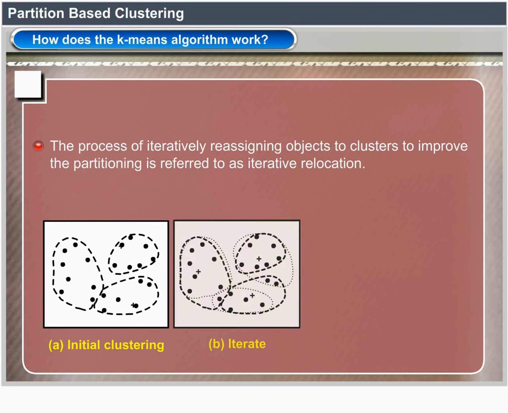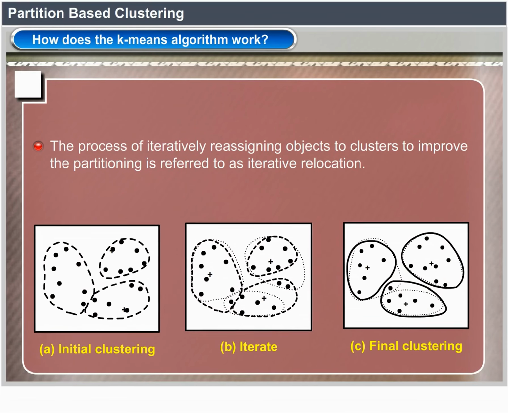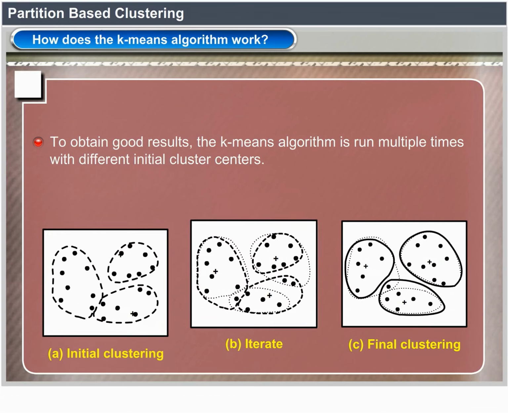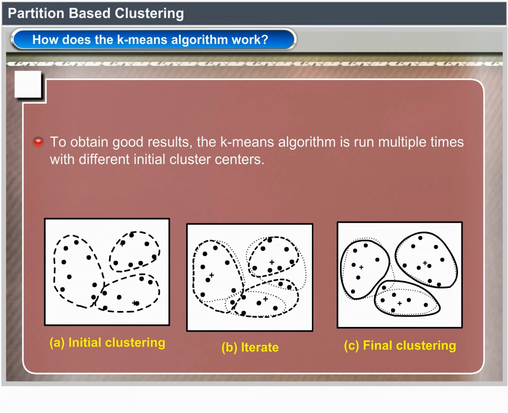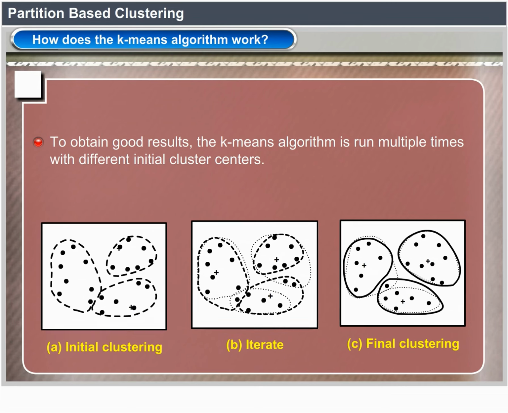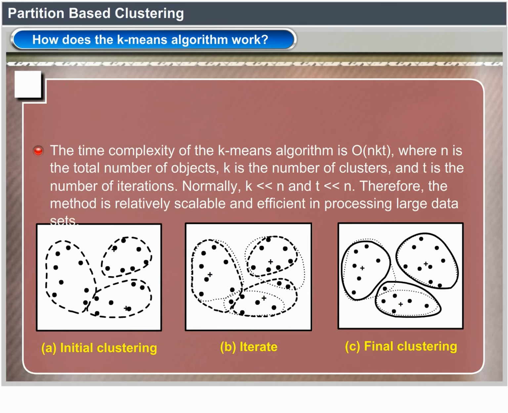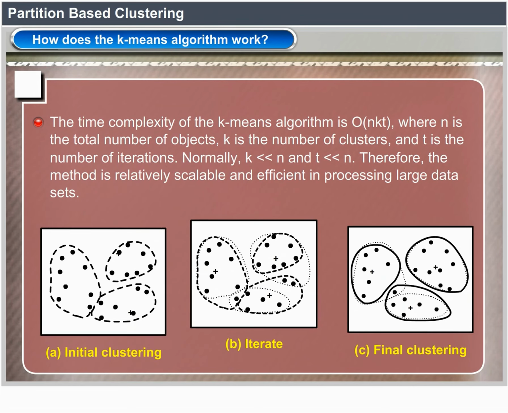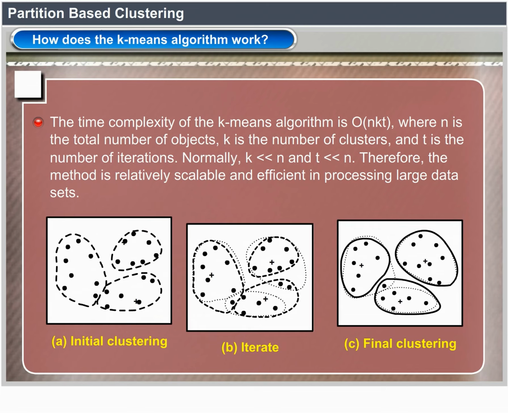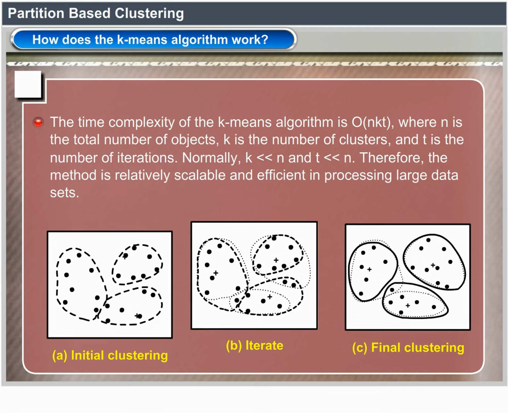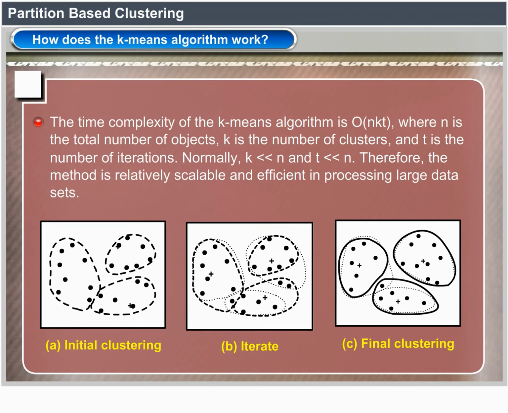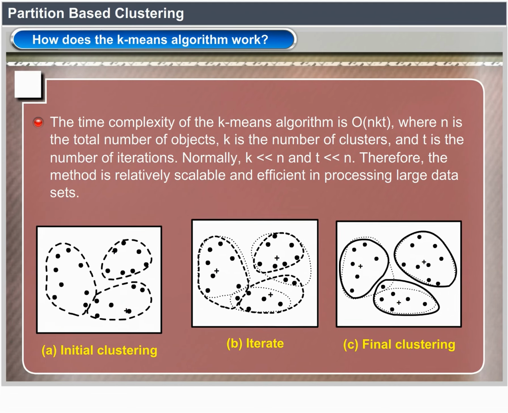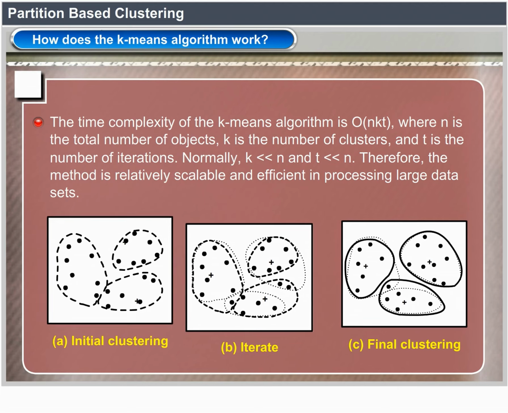iterative relocation. To obtain good results, the k-means algorithm is run multiple times with different initial cluster centers. The time complexity of the k-means algorithm is O(nkt), where n is the total number of objects, k is the number of clusters, and t is the number of iterations. Normally, k is much less than n, and t is much less than n. Therefore, the method is relatively scalable and efficient in processing large datasets.